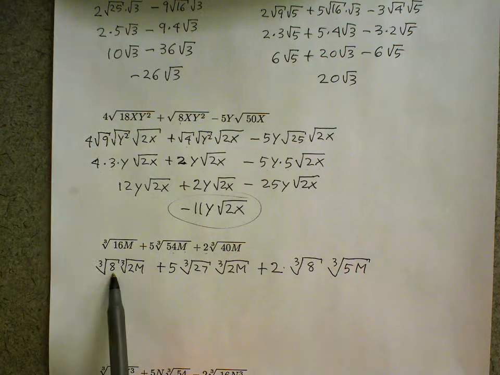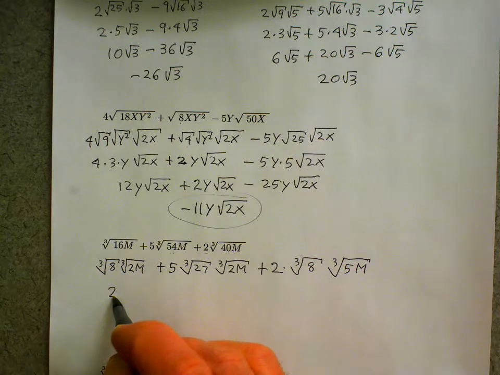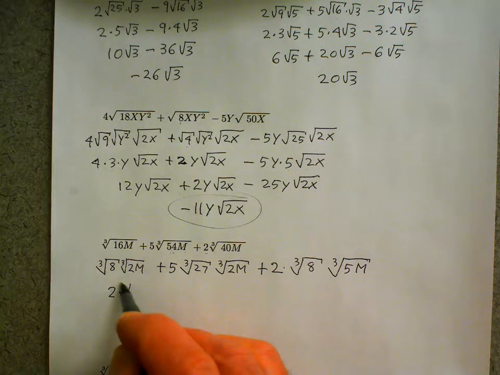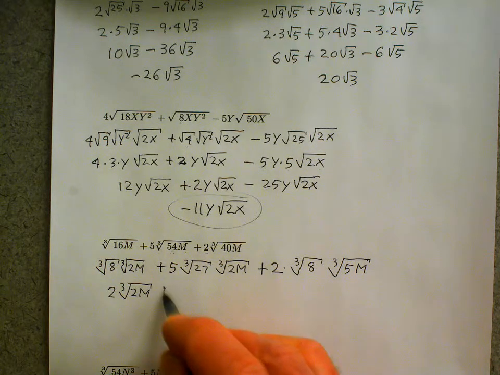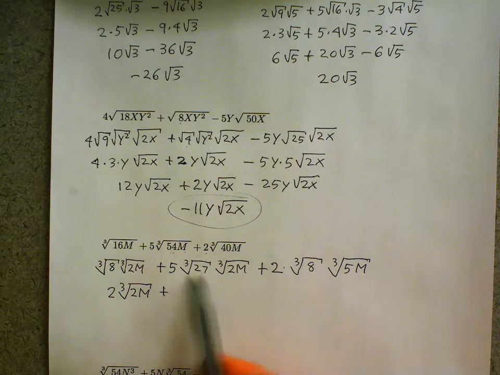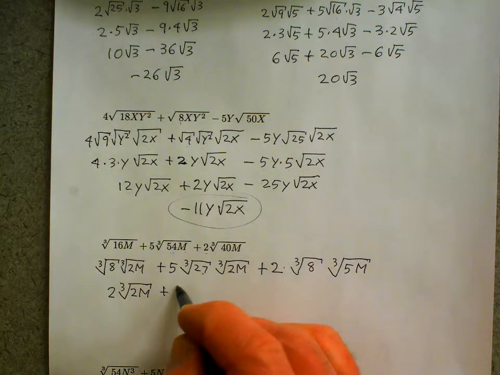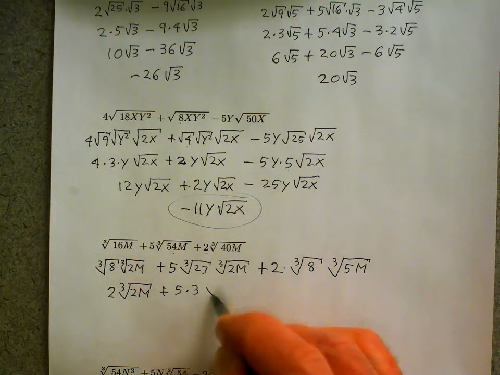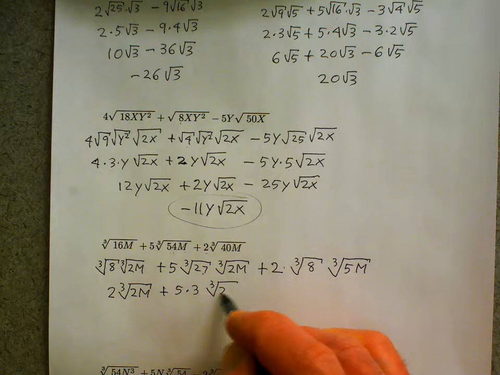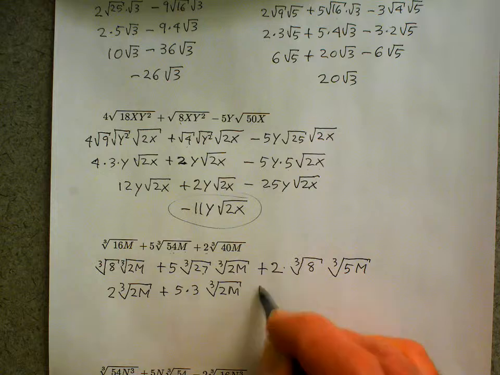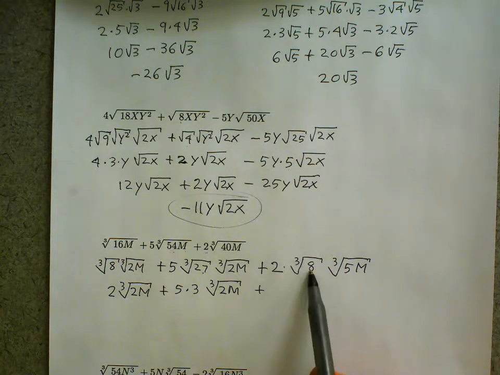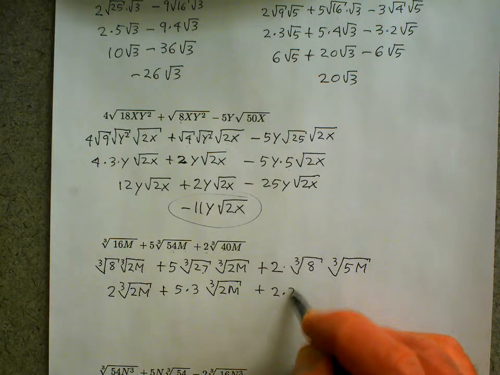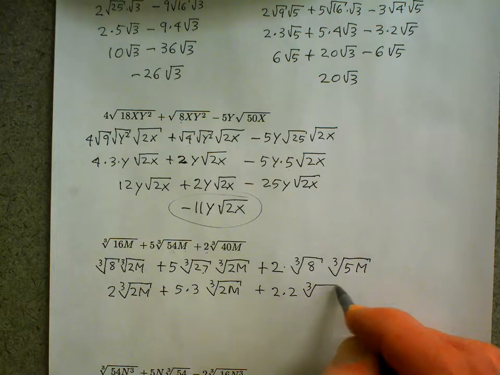The cubed root of 8 is 2 because 2 to the third is 8. So we get 2 times the cubed root of 2m. And in the middle term, the cubed root of 27 is 3 because 3 to the third is 27. So we have plus 5 times 3 times the cubed root of 2m. And in the third term on the right, the cube root of 8 is 2, so we have 2 times 2 times the cube root of 5m.